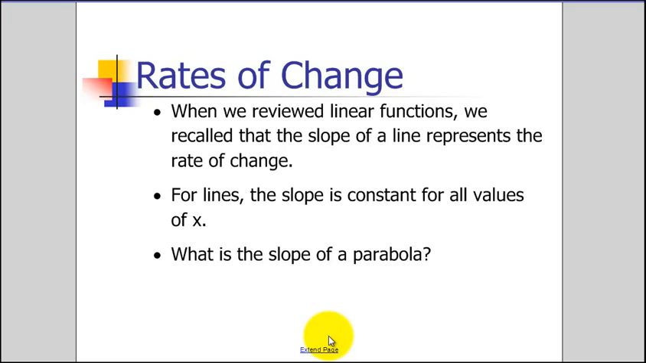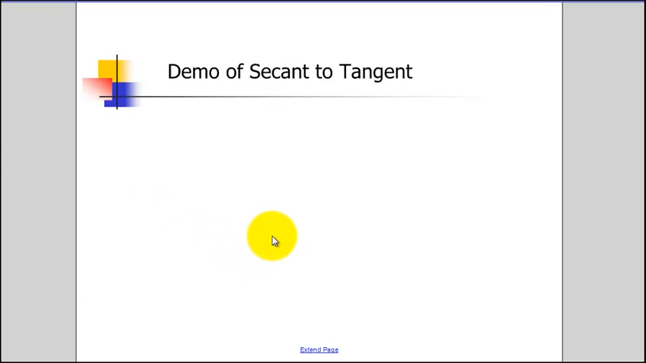For lines, the slope is constant all along the line, and we've learned the basic formula for finding that slope by looking at the rise over run of the line. But what if the function that is modeling our real-world phenomena is not linear? Maybe it's a parabola. So let's understand, what does it mean to find the slope of a parabola? First, we're going to show a demo that demonstrates this purpose.